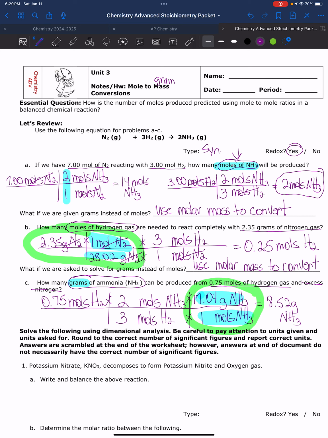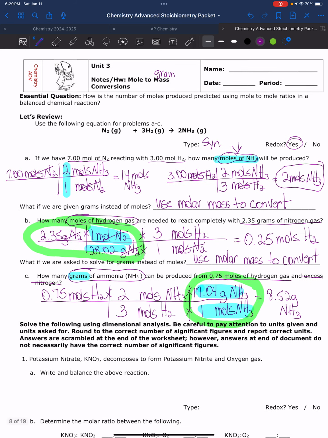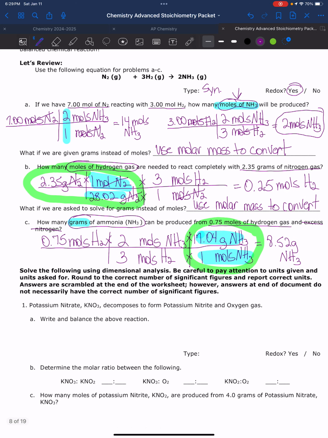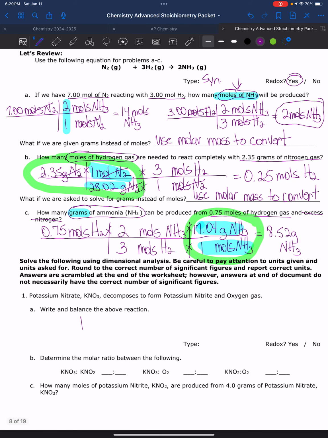Potassium nitrate, KNO3, decomposes to form potassium nitrite and oxygen gas. So let's write the reaction. So if we look at this, we have KNO3, and it's decomposing to form KNO2 and O2. Okay, the reason I have this 2 right here is because oxygen is one of our 7 diatomics. Let's make sure our reaction is balanced.